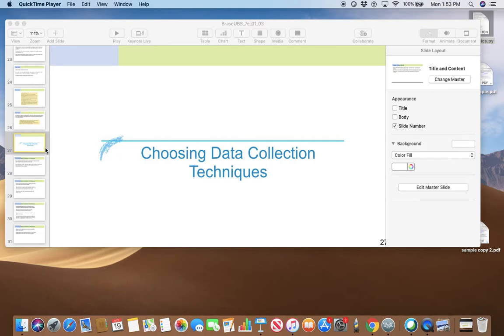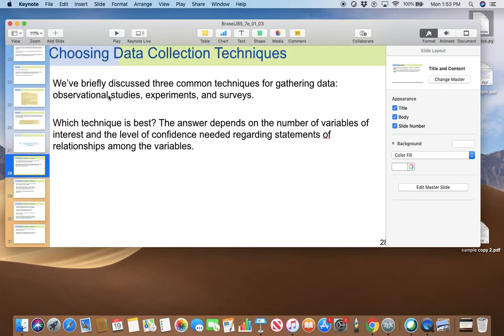Back, choosing data collection techniques. We have briefly discussed three common techniques for gathering data: observational studies, experiments, and surveys. Which technique is the best? The answer depends on the number of variables of interest and the level of confidence needed regarding statements of relationships among variables. So, let's see.